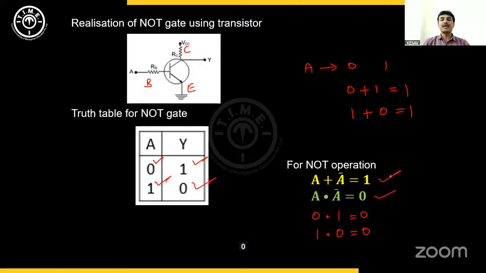A plus A bar is always 1. Okay. And this is an important bit. This appeared in previous entrance exams. A plus A bar is always equal to 1. A dot A bar is always equal to 0.